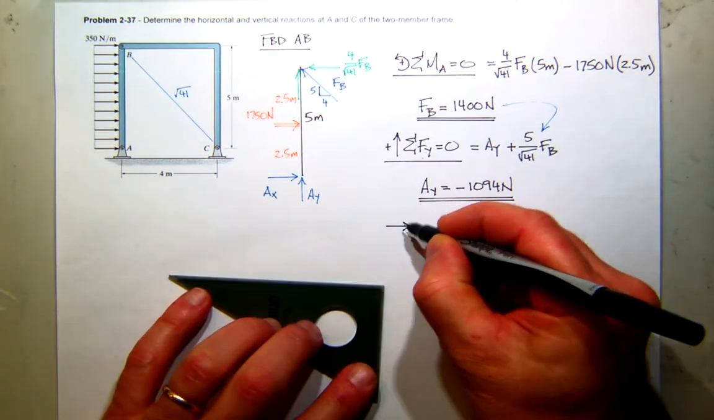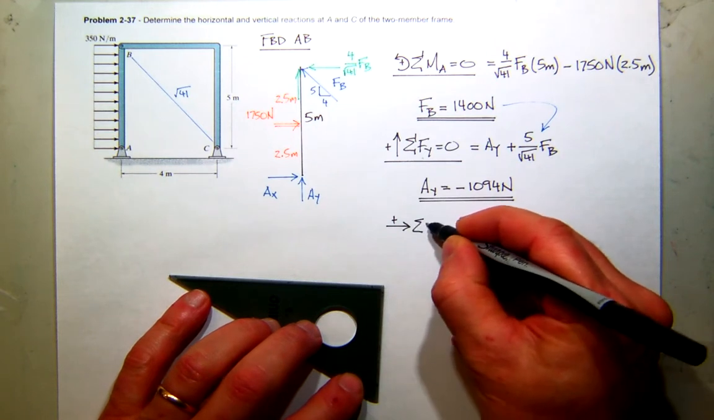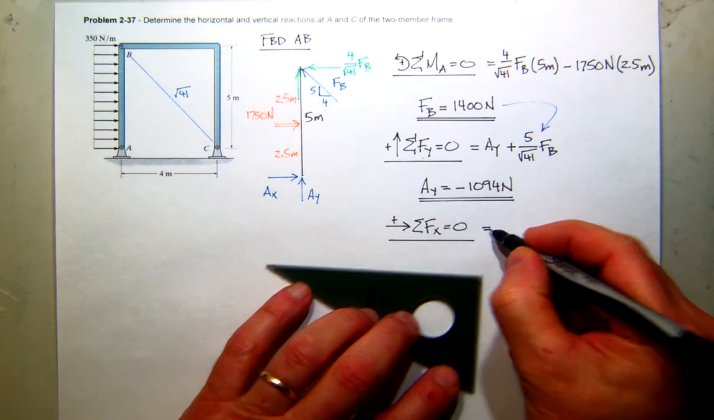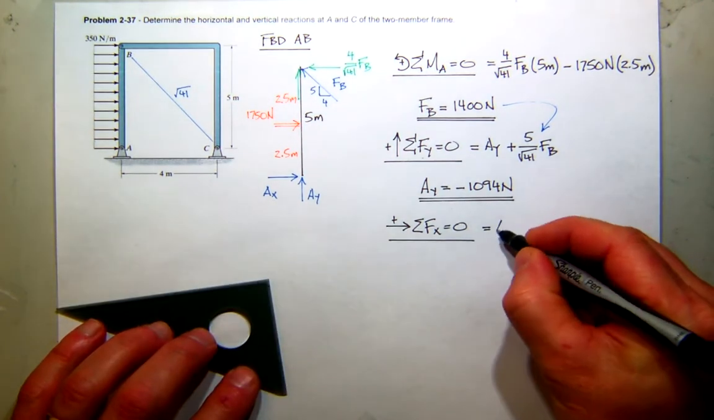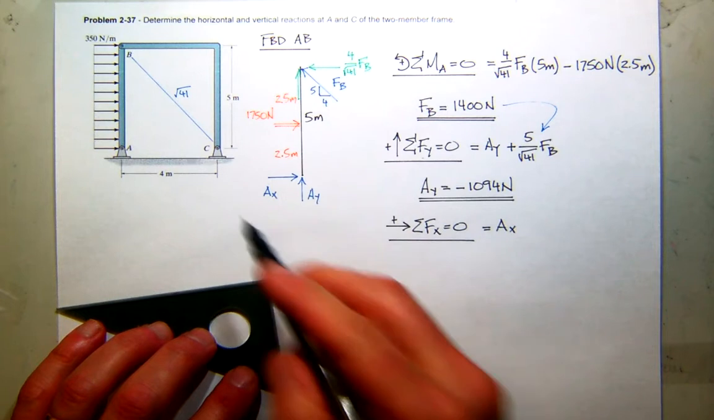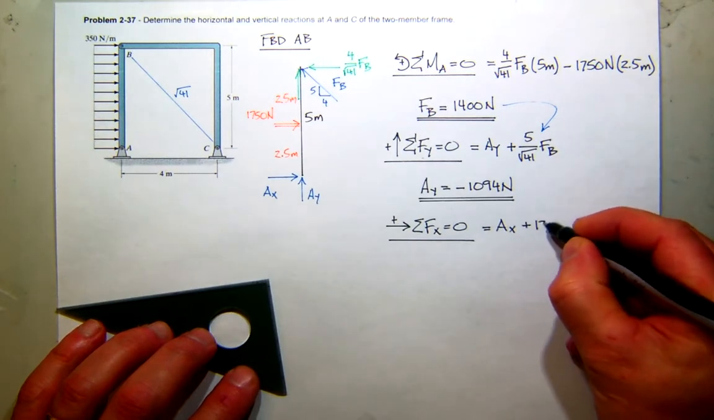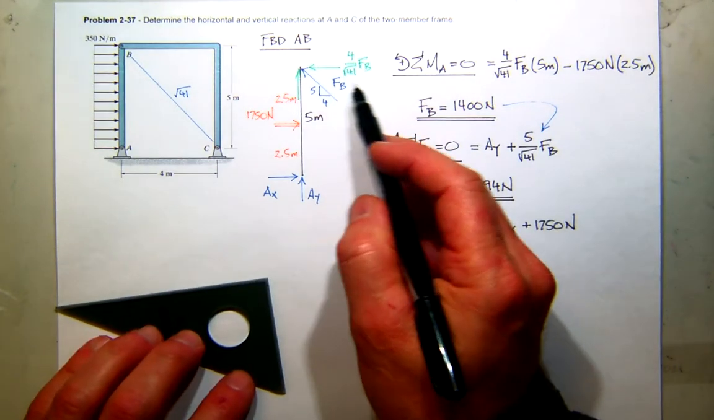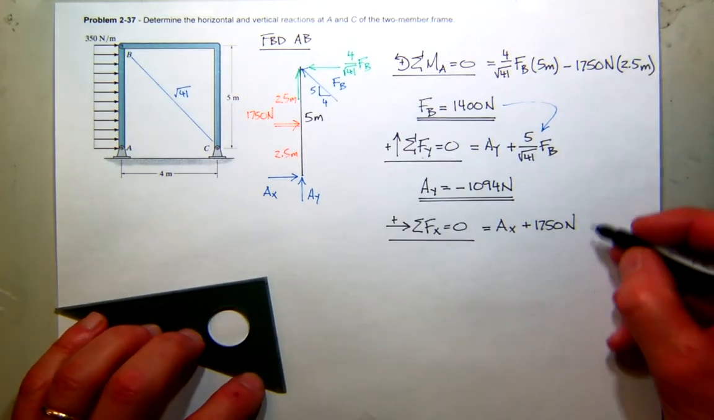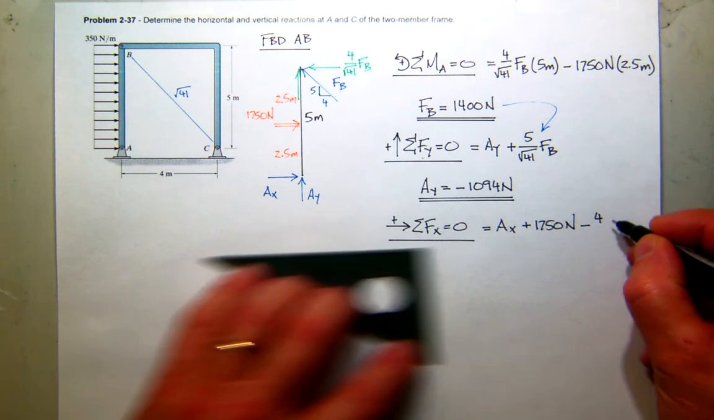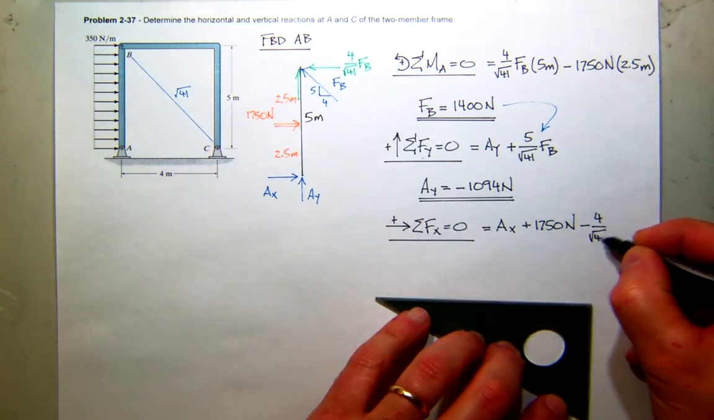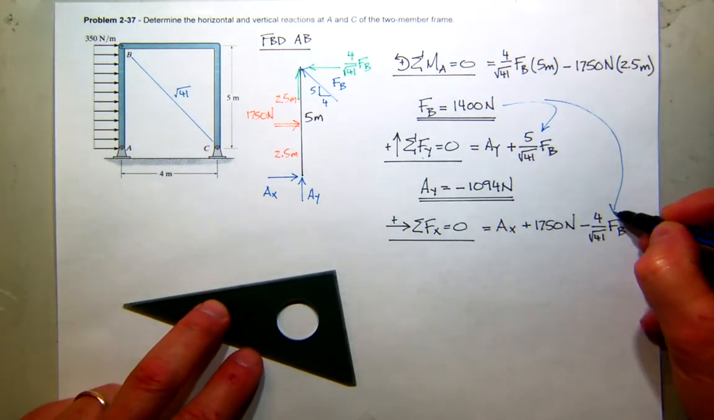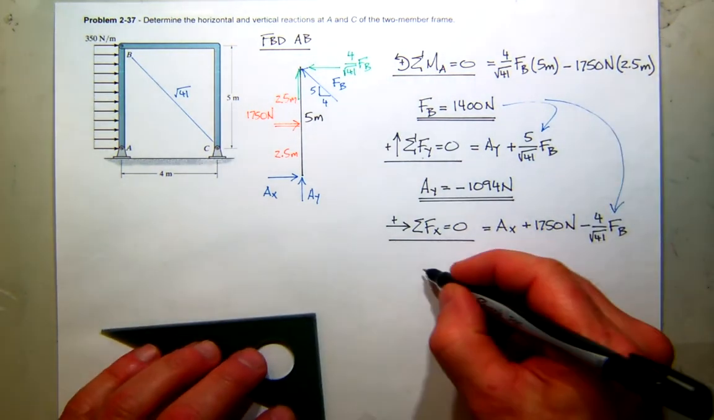All right, let's finish this off. Let's sum forces in the x direction, make sure we're in equilibrium. I'm going to assume right is positive, so I've got AX to the right, and I've got my concentrated equivalent to the right, 1750. And what else is in the horizontal direction? My x component at B, and it's to the left, so that's negative. And that would be 4 over the square root of 41 FB. And again, plug FB in there. You should be able to solve for AX.